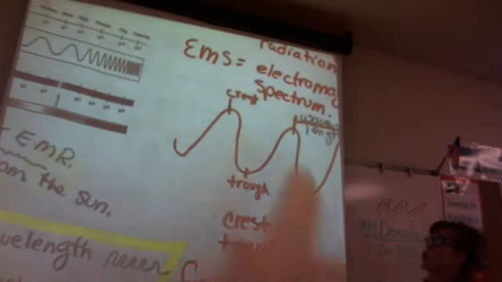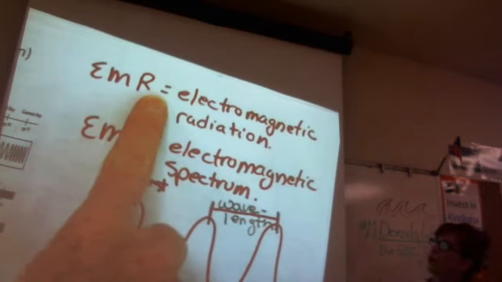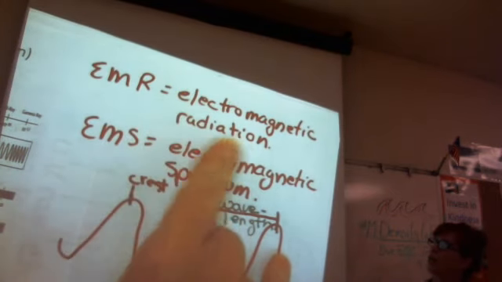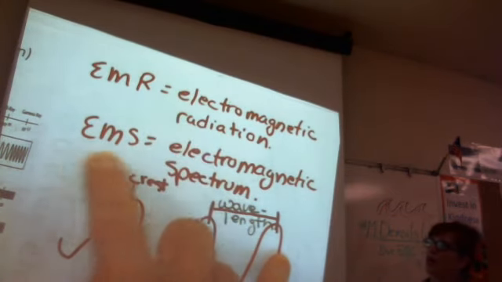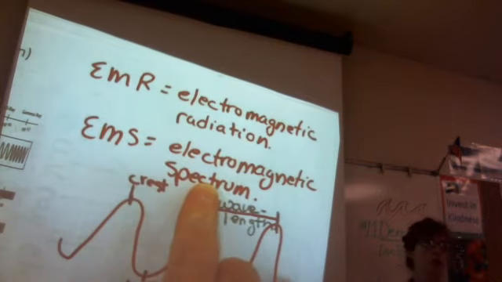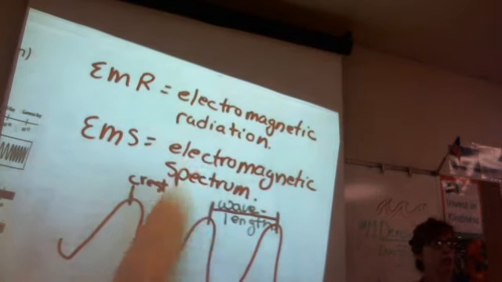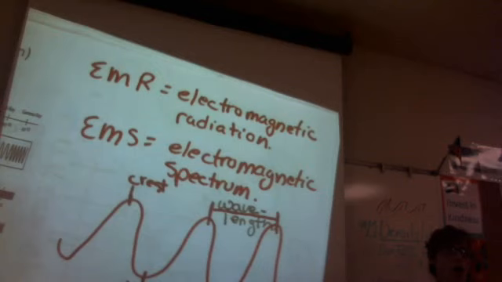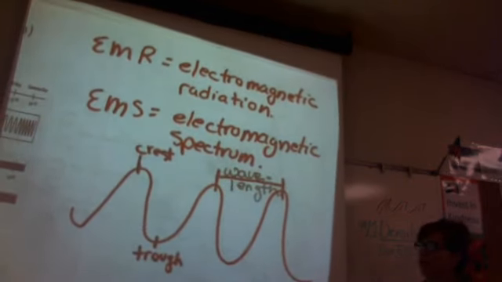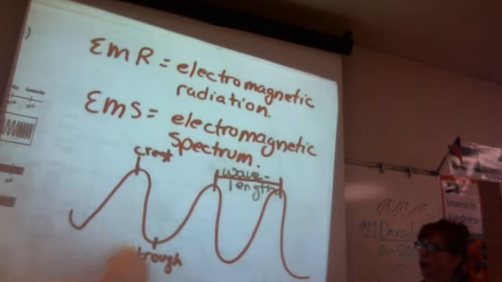Okay. So right here, let's go through what EMR stands for. EMR is electromagnetic radiation. EMS is electromagnetic spectrum. Okay? So sometimes we'll just start saying EMR, EMS, and that's what we're talking about. So let's look at these waves and what are the different parts of the wave called.